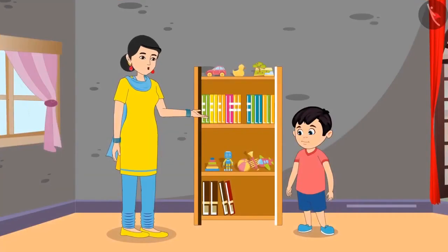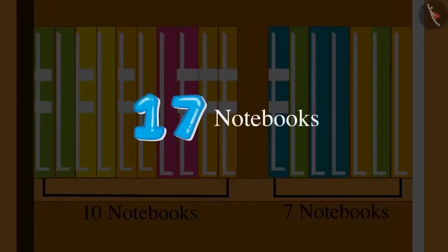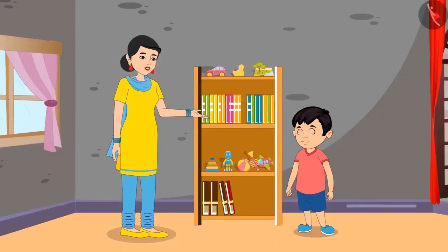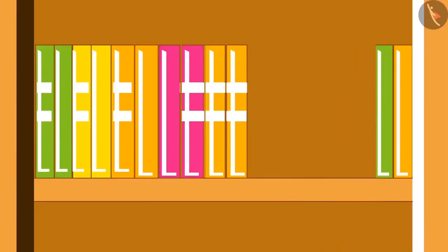Chotu, tomorrow is the first day of your new class. So today you must separate all your used notebooks and new notebooks. Yes, Mummy. Hey, not like this, Chotu. First of all, count all your notebooks. So I have 17 notebooks now. Now separate those notebooks which are used. 1, 2, 3, 4, 5 notebooks are used.